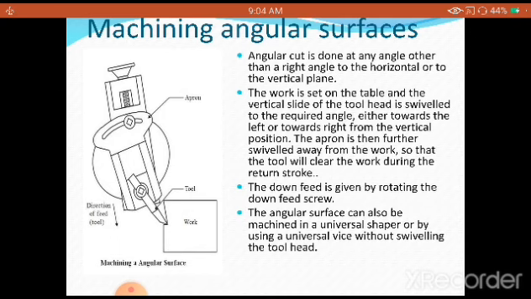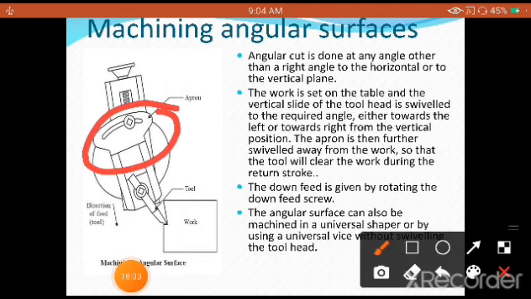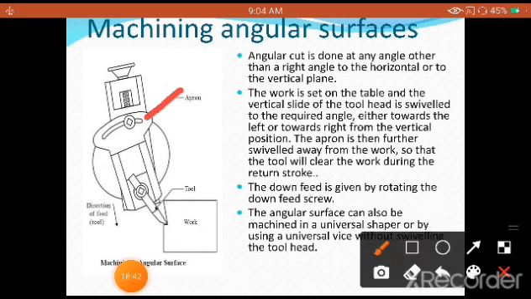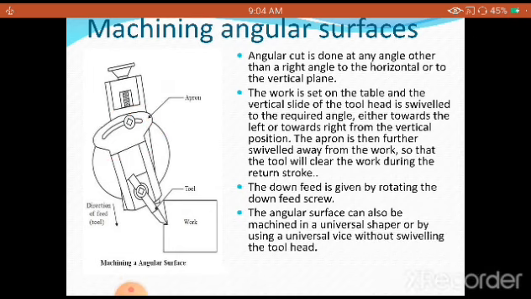The apron is then further swiveled. The apron means this portion is called an apron. This can be tilted with respect to the slots which you are going to see here. So this is the slot which you are going to see. With respect to this slot only, this portion can be adjusted to any angle. That is very, very important here.